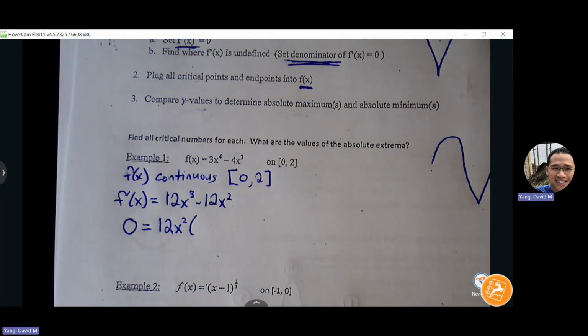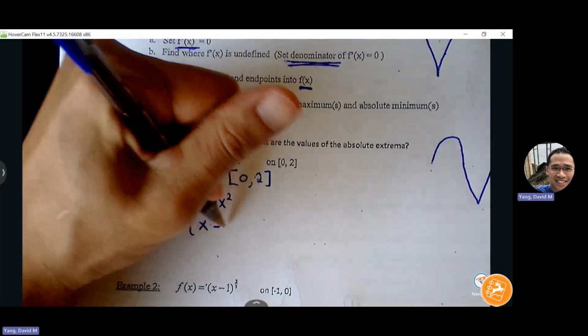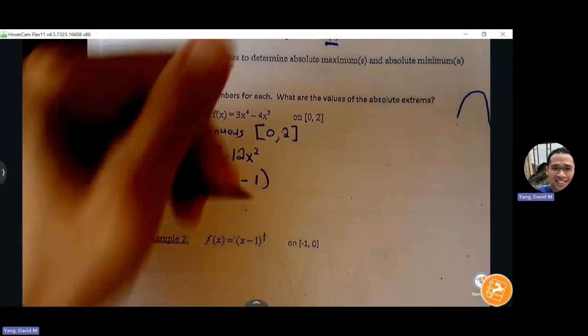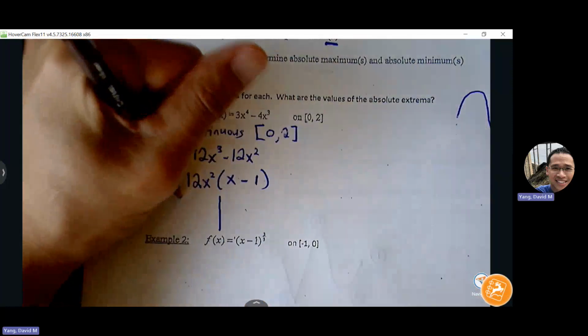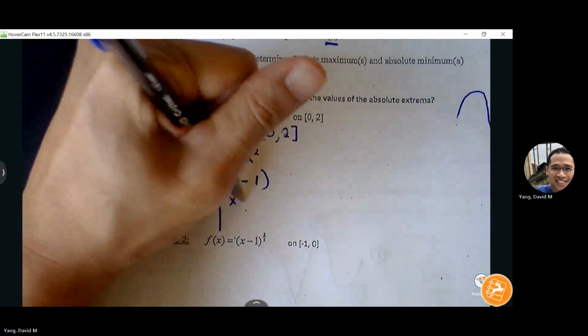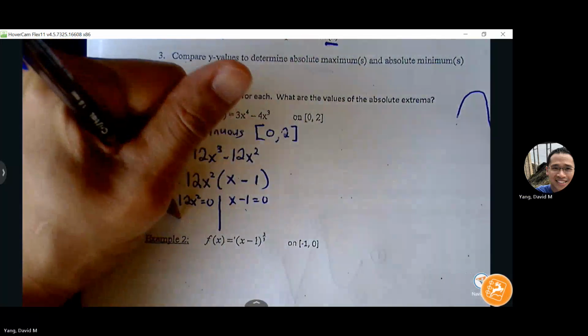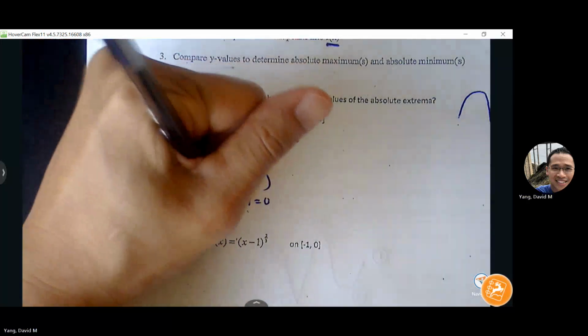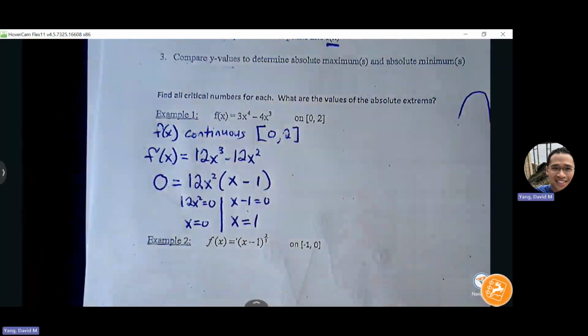X squared is my GCF. What's left inside? X, X minus 1. Okay, so we have two potential critical points. We'll set them both equal to 0 separately. Divide by 12, take the square root. I still end up with 0. And x equals 1.